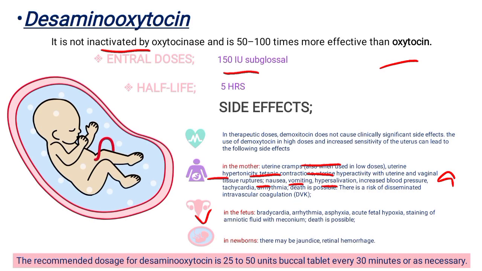And in the fetus, bradycardia, arrhythmia, asphyxia, acute fetal hypoxia, staining of amniotic fluid with meconium, and death are possible. And in newborn babies, there may be a retinal hemorrhage. The recommended dosage for desamino-oxytocin is 25 to 50 units buccal tablet every 30 minutes or as necessary.